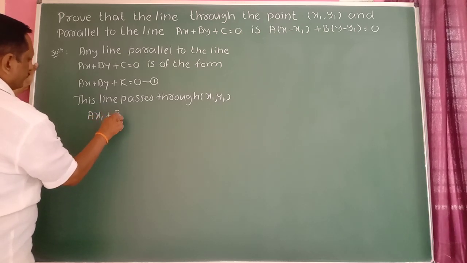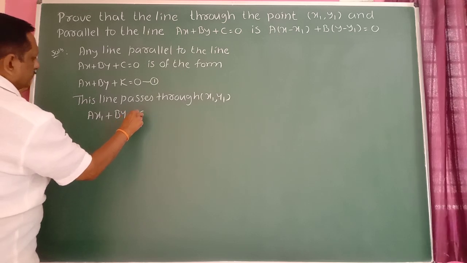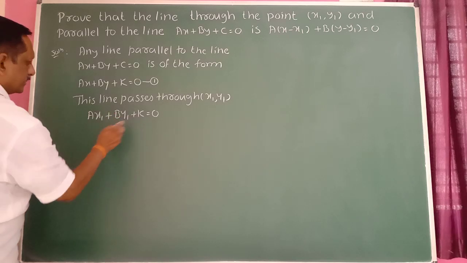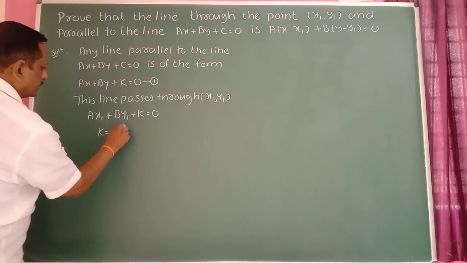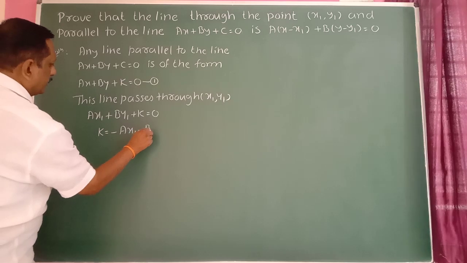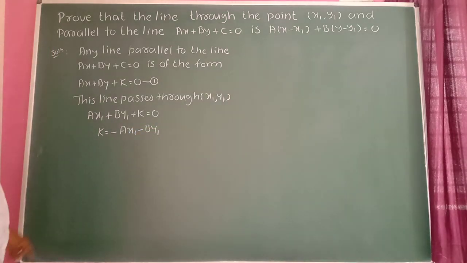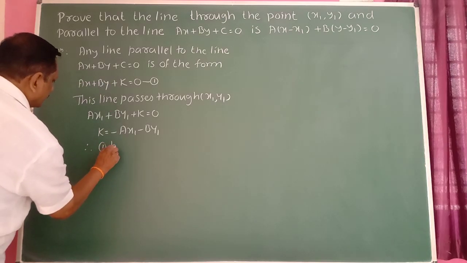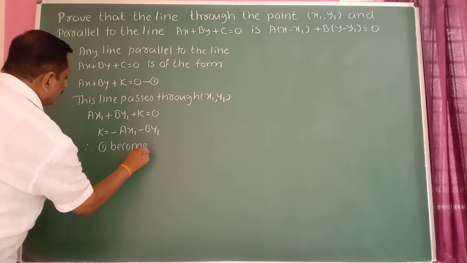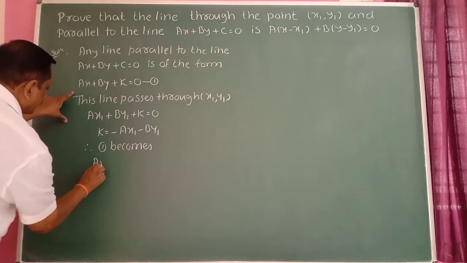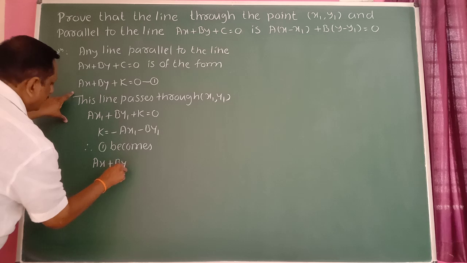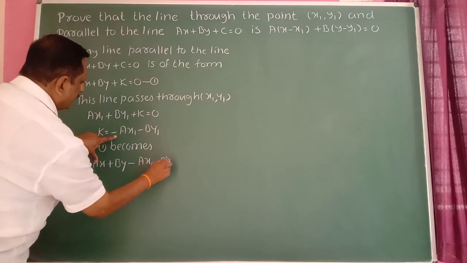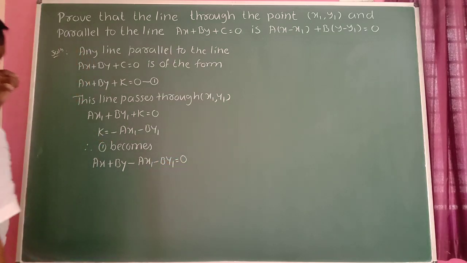ax1 plus by1 plus k is equal to 0. Take both terms to the right-hand side. So k is equal to minus ax1 minus by1. Use this k in equation 1. Therefore, equation 1 becomes ax plus by minus ax1 minus by1 equal to 0.